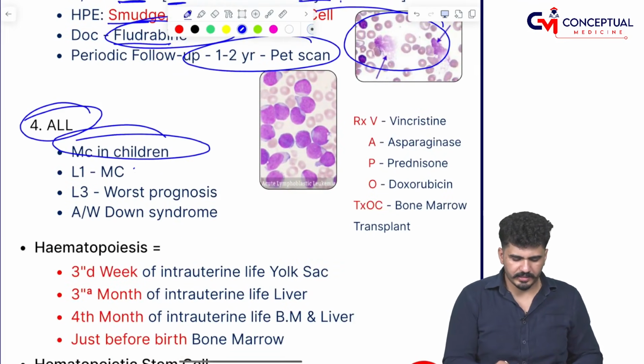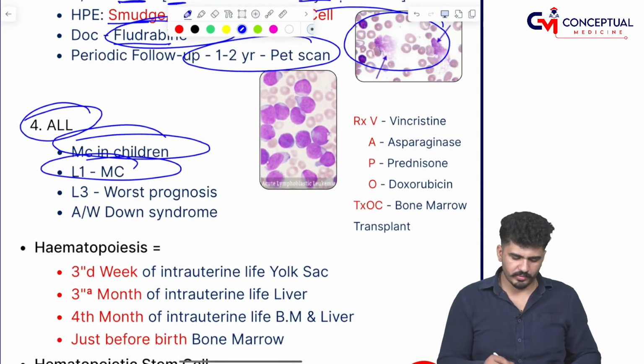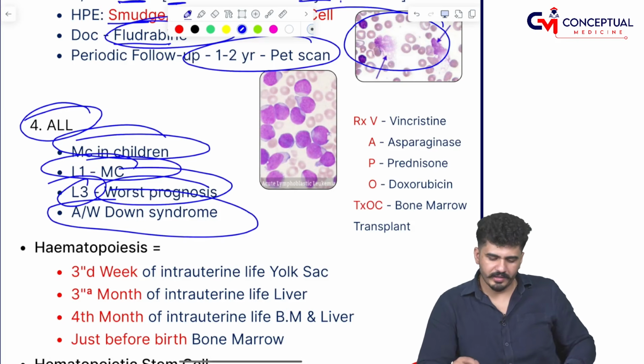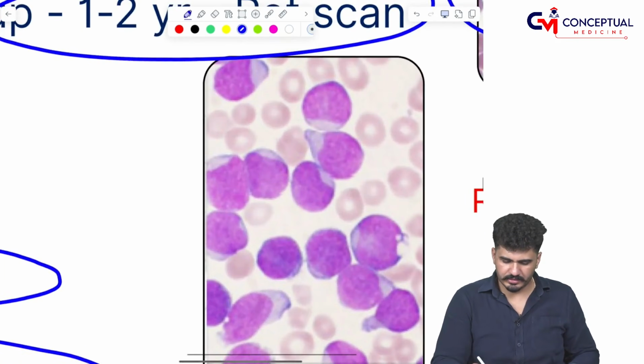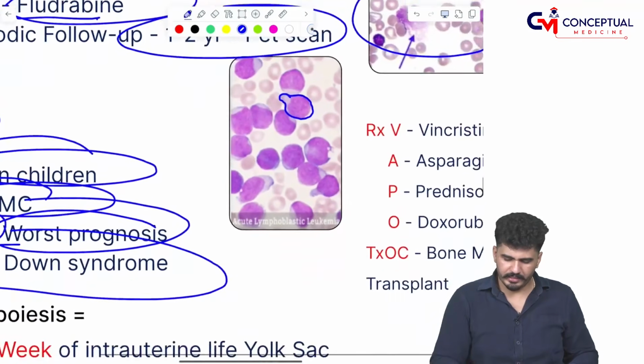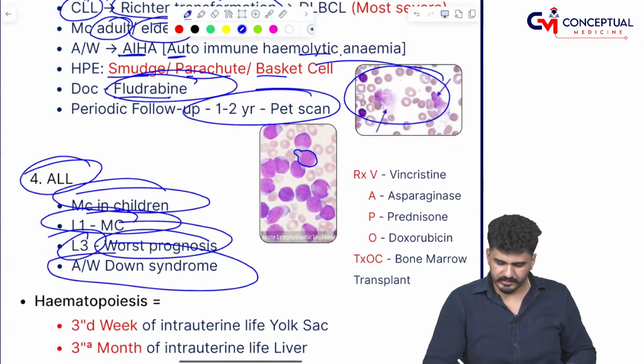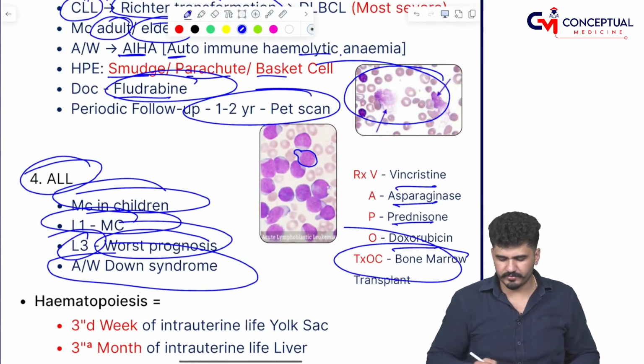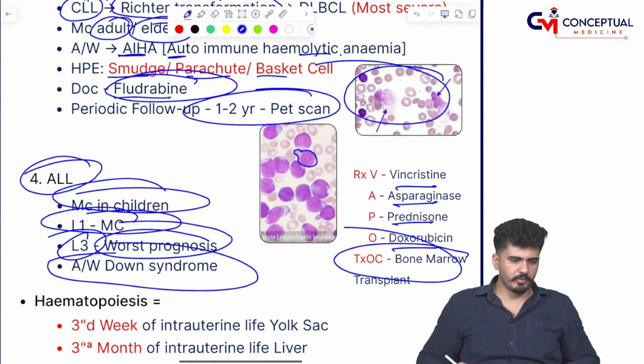ALL is most common in children. Translocation 9;22 makes the prognosis worse, and it is associated with Down syndrome. You will see coconut type cells here. Treatment is vincristine, asparaginase, prednisolone, doxorubicin, and here the treatment of choice is again bone marrow transplant.